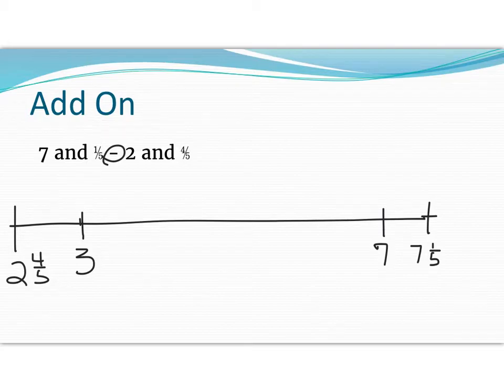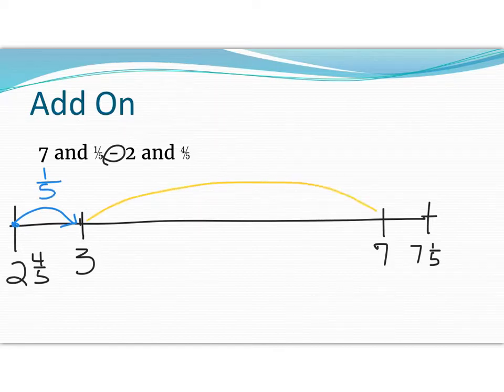Now we're going to find out how much it takes to go from 2 and 4/5 to 3. Since 3 is the next whole number, and I know that there's a total of 5/5 between 2 and 3, and I've already got 4 of those fifths, it would only take one more fifth to go from 2 and 4/5 to 3.